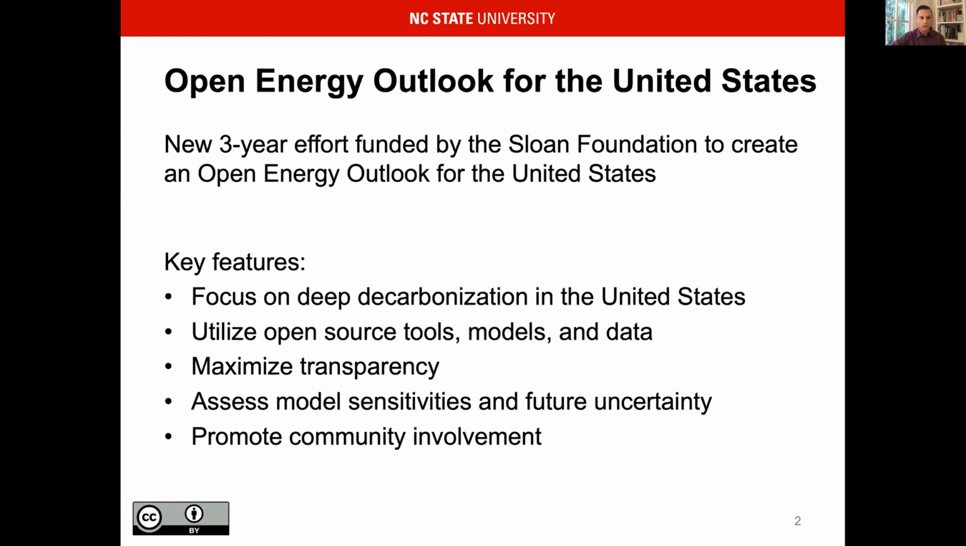So in terms of an application, we have a 3-year project to develop an open energy outlook for the United States. It's funded by the Sloan Foundation. And these are some of the key features of that effort. So first, we want to focus on deep decarbonization pathways in the United States. We want to utilize open source tools, models, and data. We want to be able to maximize transparency. We want to be able to assess key model sensitivities and future uncertainties. We've developed a team of about 35 people that are actively contributing to the effort, and we also want to promote broader community involvement in the effort.